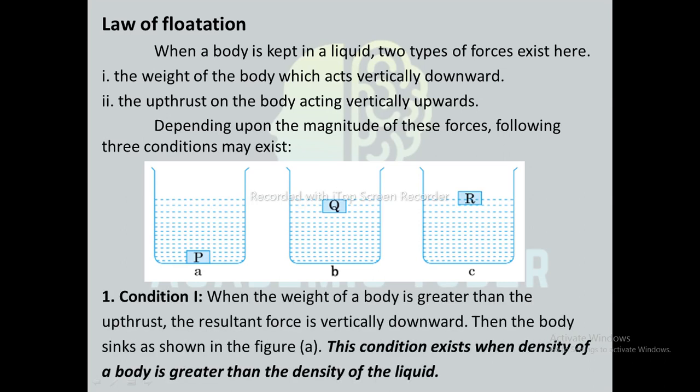First one, condition 1, which is shown in figure A. When the weight of the body is greater than the upthrust, the resultant force is vertically downward. Then the body sinks as shown in figure A. This condition exists when the density of the body is greater than the density of the liquid.